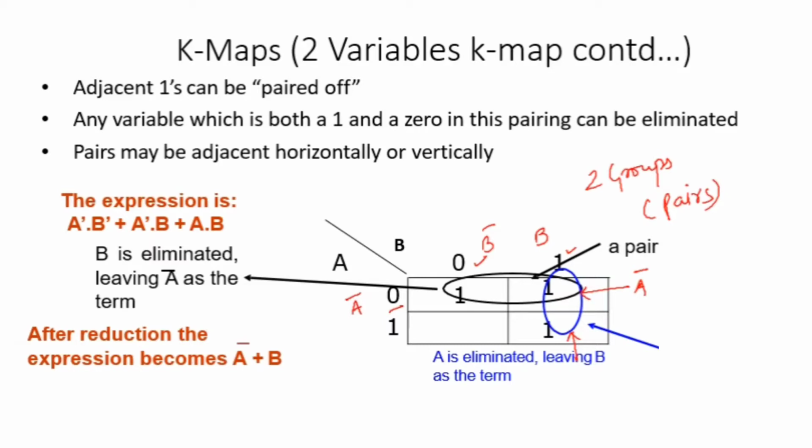Similarly from this vertical pair I will be getting b. Both these ones have this b variable as common term, and there is nothing common from the rows. So this is the two variable K-map. So the answer becomes a bar plus b. So this is my answer. This vertical group is giving me b.